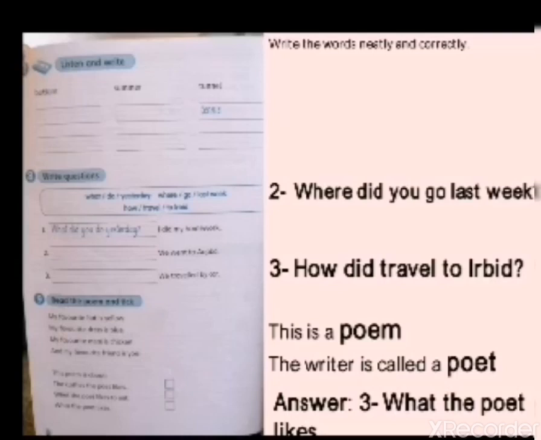Look at the choices. Did he talk about the clothes the poet likes? He talked about the dress, my favorite dress is blue, but the whole poem is not about this favorite dress. It was also not about the food he prefers. The poet mentions many things he likes, so the suitable answer is 3, what the poet likes. So you need to put a tick here, number 3.